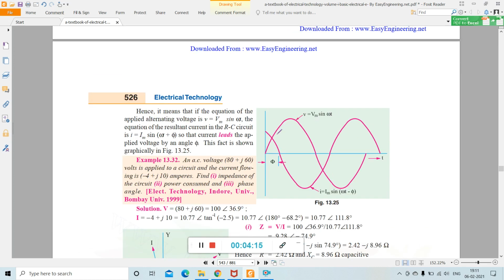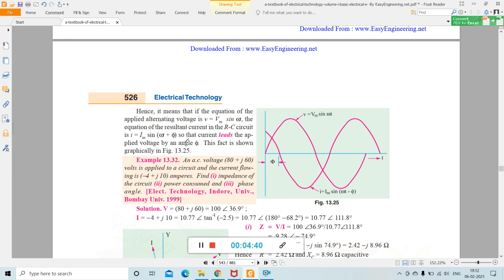So this is the waveform representation, or it is graphically represented here. See, if the equation of the applied alternating voltage is V equal to Vm sin omega t, the equation of the resultant current in the RC series circuit is I equal to Im sin (omega t plus phi), because here the current leads the applied voltage by an angle phi.